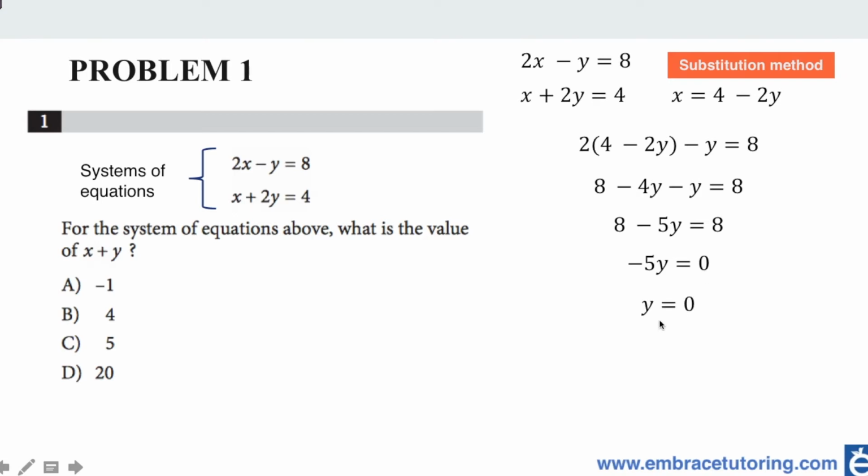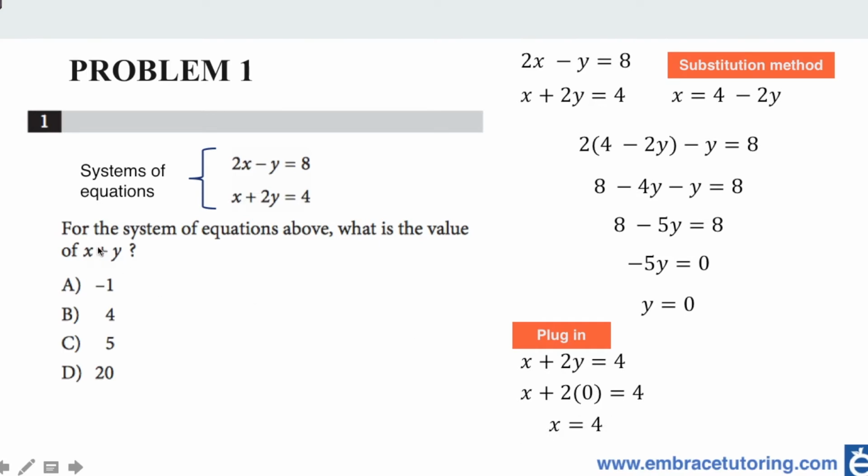But remember, the question is really asking, what is x plus y? So I now have to plug this back in to solve for x. I'm going to plug this back into one of my original equations, x plus 2y equals 4. Remember, I'm going to plug in my y equals 0 here. So I get x plus 2 times 0, which simplifies to 0. So then I end up getting x equals 4.